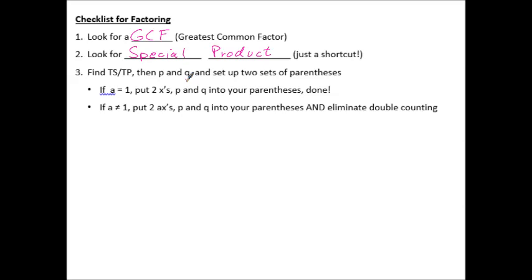And now we're ready to set up two parentheses. If a is equal to 1 in our trinomial, then we just put an x into each set of parentheses and p into one of them and q into the other, and we're done. If a was not equal to 1 in our trinomial, then we put that a times x into each of the parentheses, then add the p and the q, but then we have to eliminate our double counting. That's important. Don't forget that last step. We have to eliminate the double counting because we used a twice and we are only allowed to use it once.